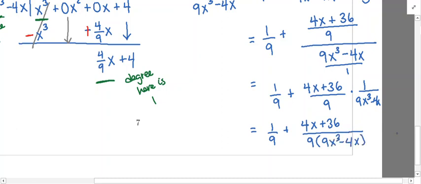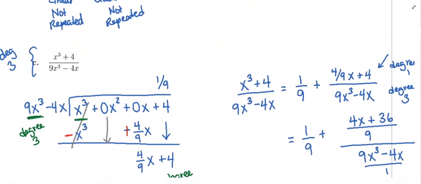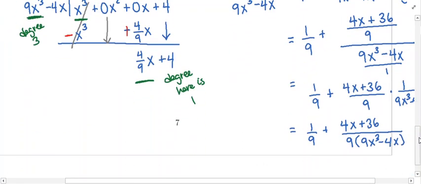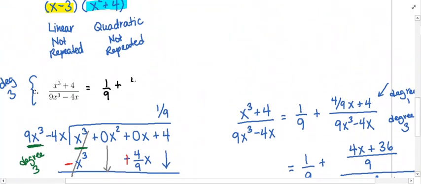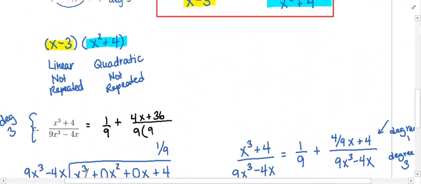Okay, so it's a little crazy. Going back to the original problem, from the long division we know we can write this as 1/9 plus this simplified piece: 4x plus 36 over 9 times 9x cubed minus 4x. The second fraction is what we're going to have to do the partial fraction decomposition on. We can leave the 1/9 alone because it's just a number.